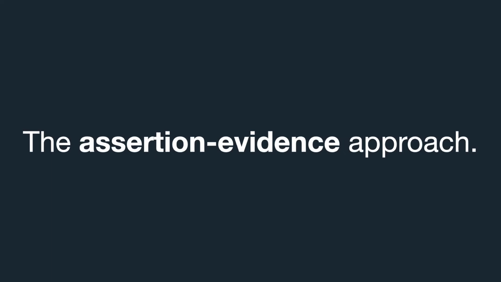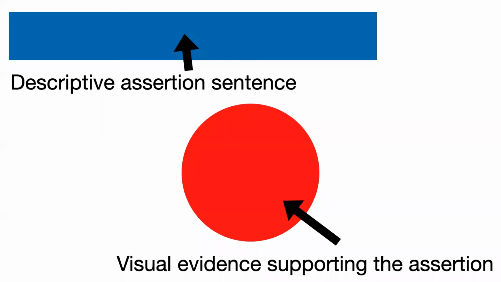And all assertion evidence is, you make a very descriptive assertion sentence, near the top or somewhere on your slide. And then you have visual evidence supporting that assertion. So there's no bullet points, there's no wall of text. We've got an assertion sentence, and then visual evidence.